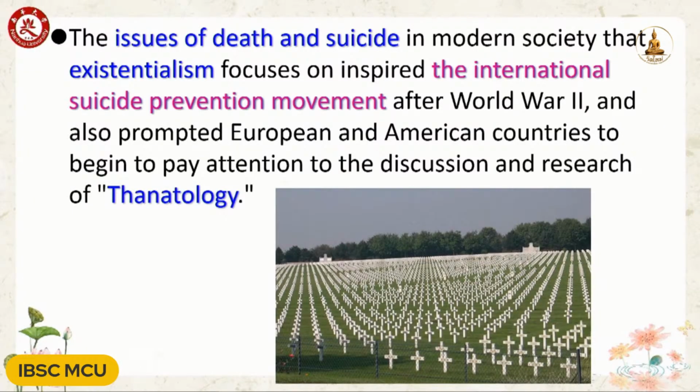And the issue of death and suicide, especially suicide in modern society, that existentialism focused on, inspired the international suicide prevention movement after World War II. And this trend also prompted European and American countries to begin to pay attention to the discussion and research of thanatology.